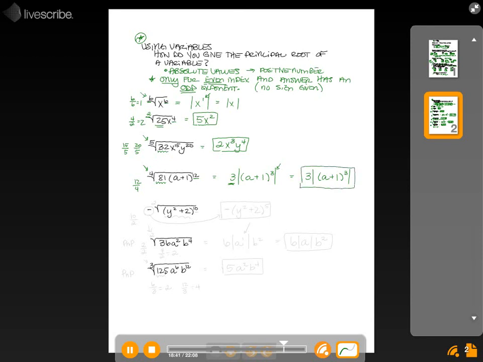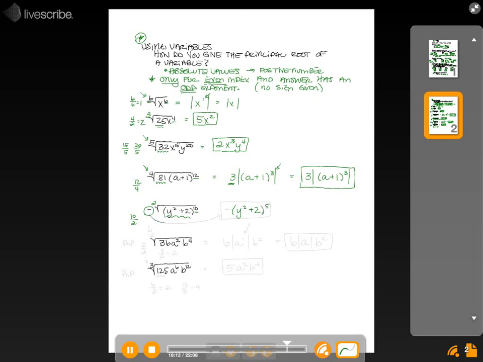Our next one here, we have the negative square root of the quantity y squared plus 2 to the 10th power. Notice there's no index given, so we understand that it's a 2. We also have a sign out front, okay, which means we're going to have a negative answer. Since it's all in the parentheses together, we're just going to worry about that 10, and we're going to take 10 divided by 2, which is 5. So we have y squared plus 2 to the 5th power.